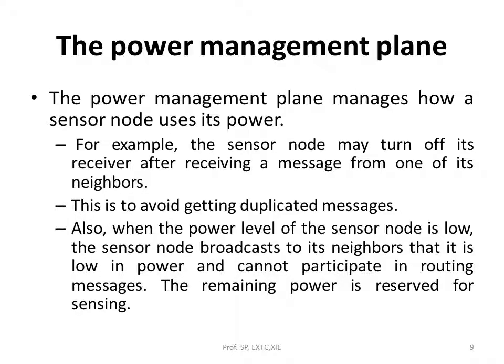Along with that, we have some vertical planes. The first is the power management plane. We understood that power is a very important factor when we talk about wireless sensor networks. The power management plane takes care of how efficiently power is utilized. When there is nothing to receive or transmit, power should be saved and the node should go into sleeping mode instead of an active or some other mode. That is taken care of by the power management plane.